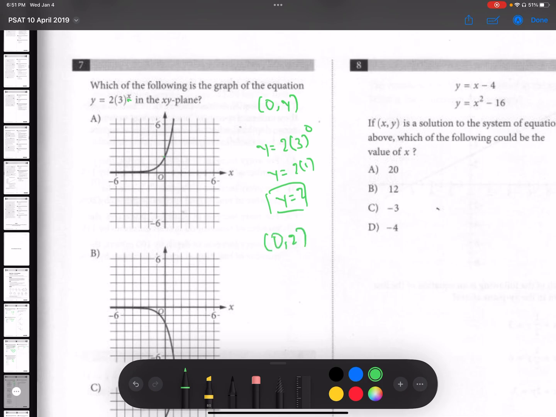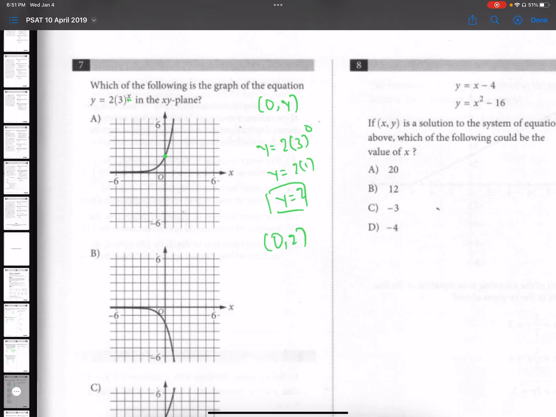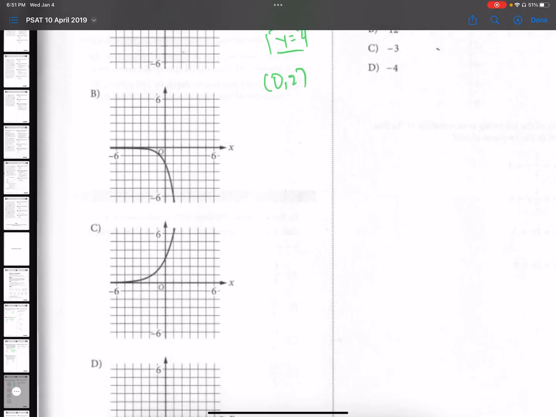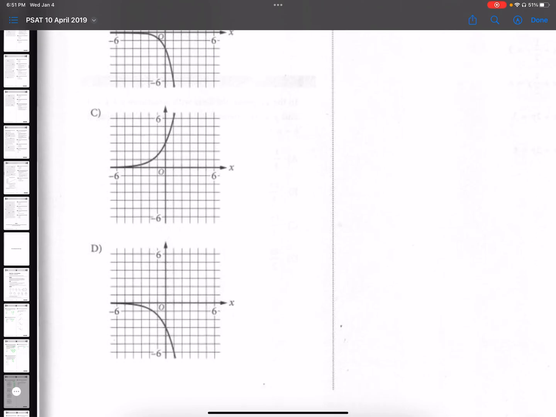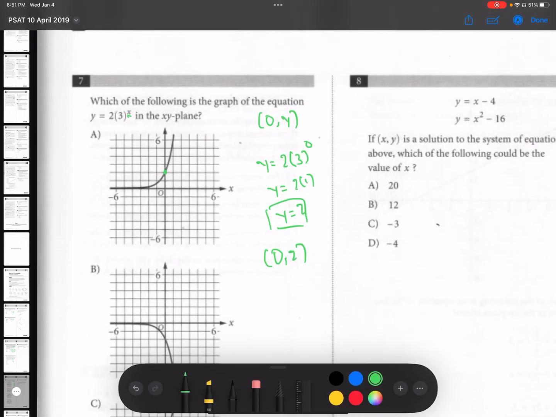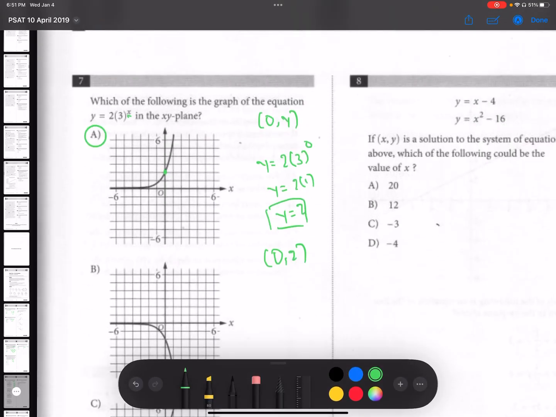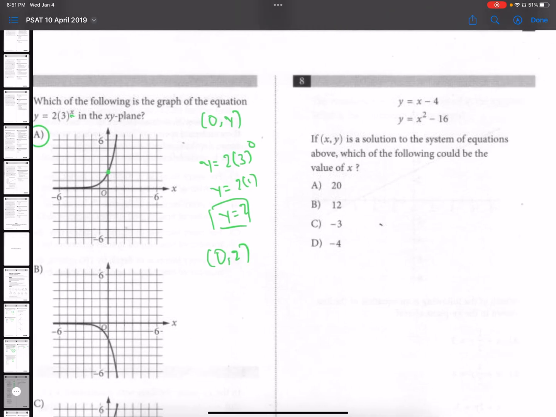We check these, it's right here, so that's for A. For B, it's not there. C, it's (0, 3), that's not correct. Nor is D correct, so that means A should be our answer. Okay, number 8.